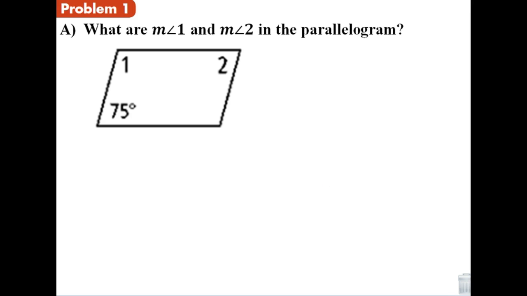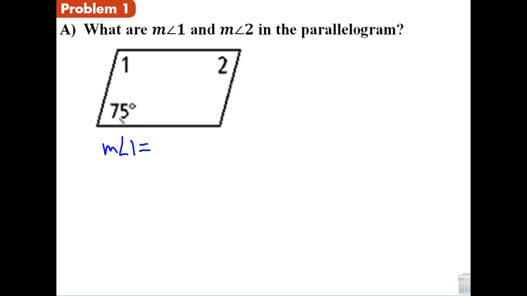So let's take a look at using those properties. In problem 1, we're finding some angles. Part A asks, what is the measure of angle 1 and angle 2 in the parallelogram? So we have a parallelogram. We're given 75 degrees here, and we want to find angles 1 and 2. We'll start off with the measure of angle 1.